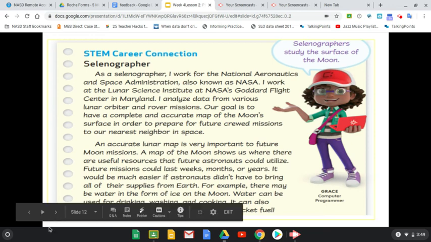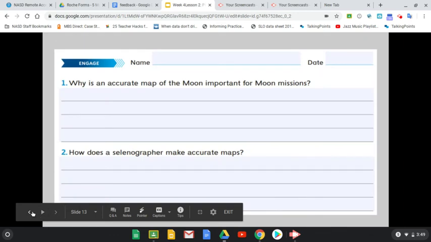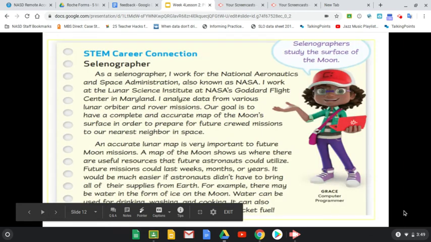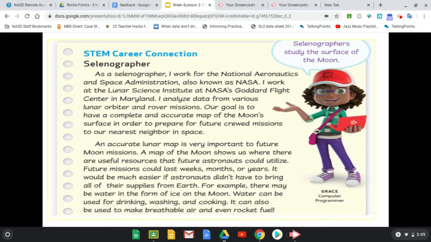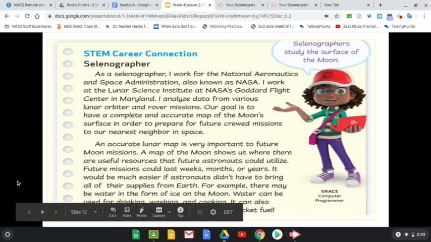And so you're probably thinking, well, how do they analyze this data? And so I'm going to have you read this journal entry from a selenographer, and then we're going to answer some questions about how the data is collected. So please pause now and read these 2 paragraphs independently or out loud to yourself.